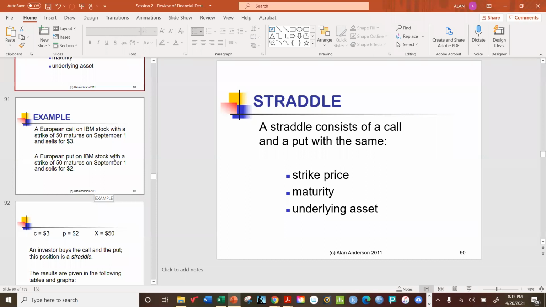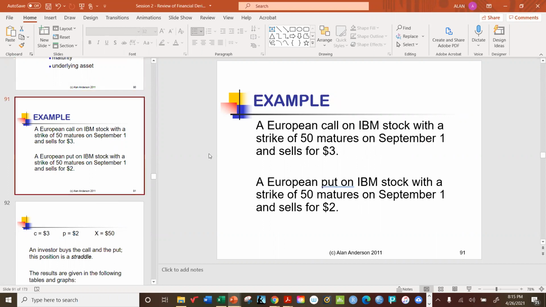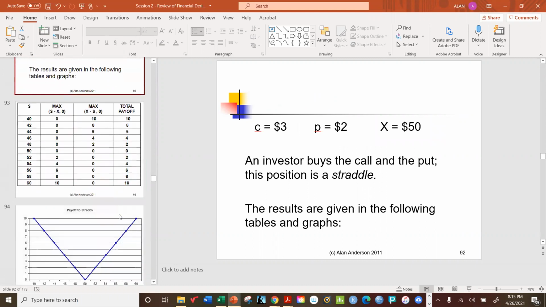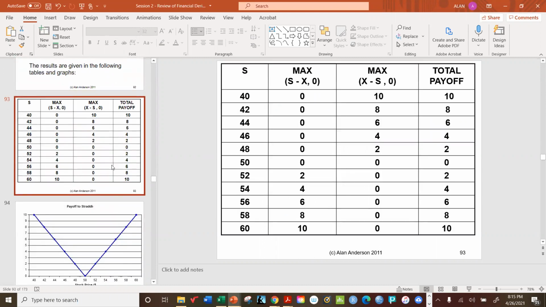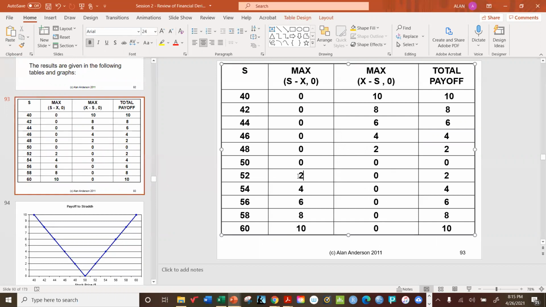So let's go back to the IBM stock. And let's say that besides the 50 strike call, which is $3, we also have a put, which is a 50 strike, which is $2, and we buy them both. Okay, so here's the payoffs. And we own them both. There's no negatives. The strike is 50 in both cases. So the put is in the money here. The call is in the money down here. And the put is in the money up here.